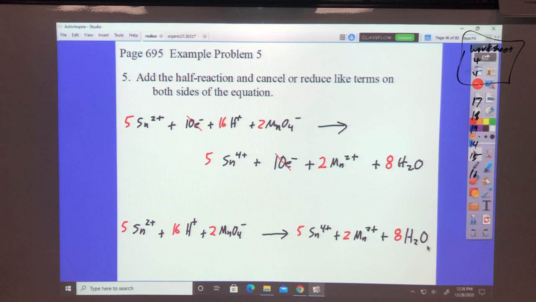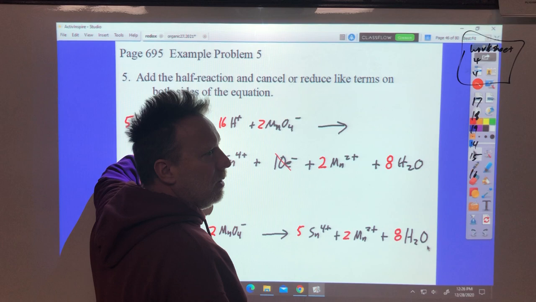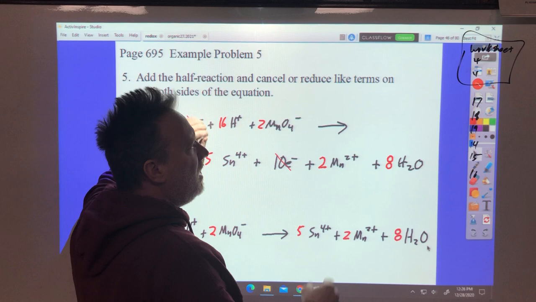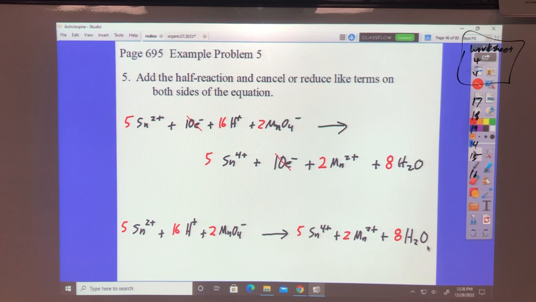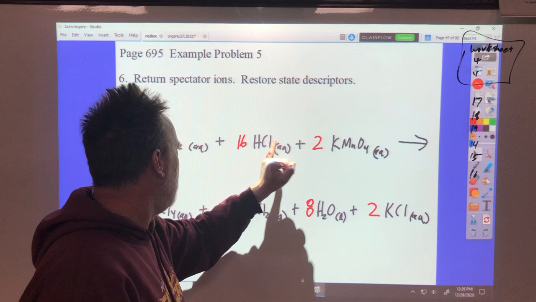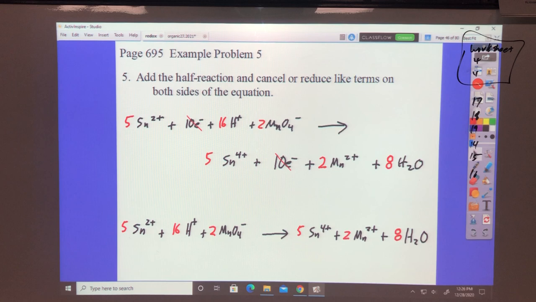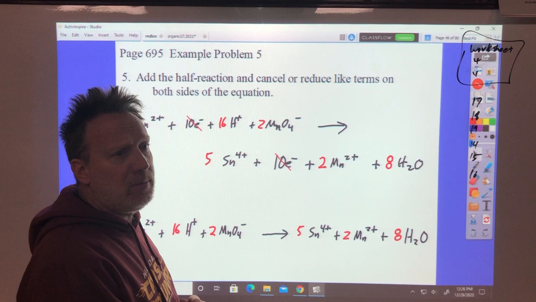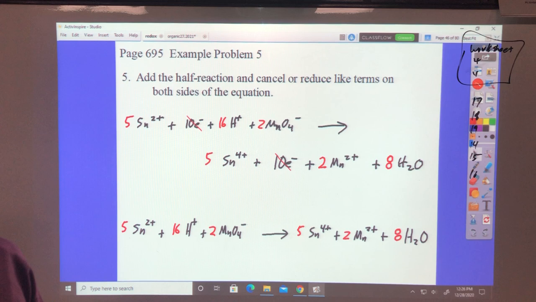In other words, sometimes you have hydrogen ions on this side, hydrogen ions on this side, and some of those cancel. Or hydroxide ions on this side, and hydroxide ions on this side, and some of those cancel. Or water on both sides, and some of those cancel. We don't have this time, so all we're going to do is return any spectator ions and restore state descriptors. In other words, put in aqueous and liquid and gas where it goes. So way back at the beginning, we took the spectator ions out, which were potassium ions and chloride ions. Okay, now we're going to put them back in.